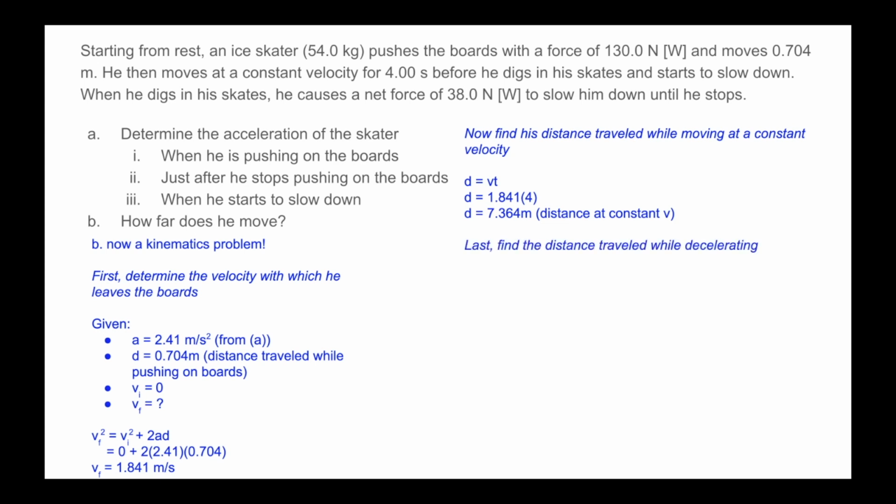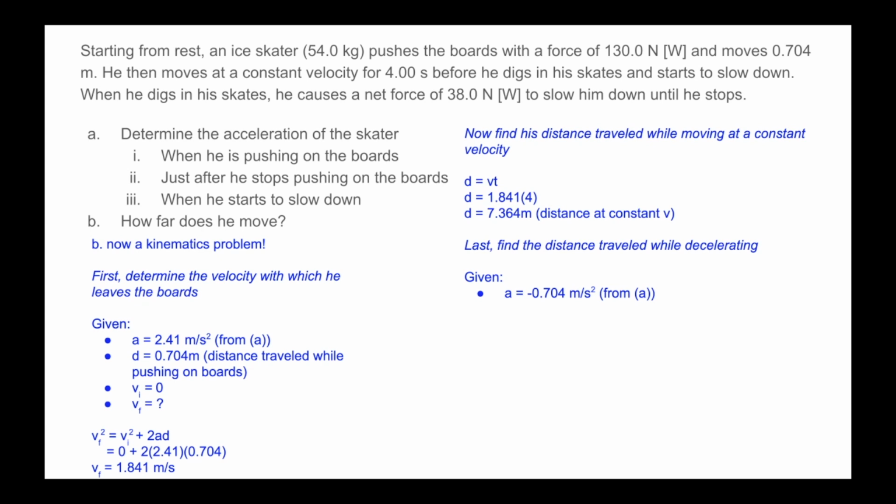Finally, you have to find the distance that he travels while he's decelerating. And once again, this is another kinematics problem. You don't need to worry about force here. We have basically transitioned back to the first unit of the year, which was kinematics. So just put yourself in the frame of mind of kinematics. And here we go. So you are given, here's what you know.